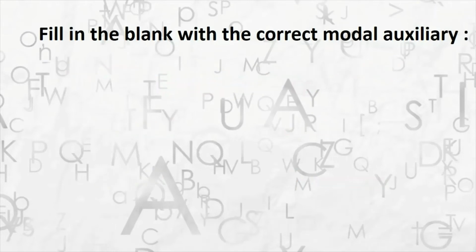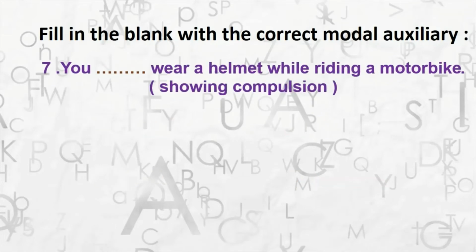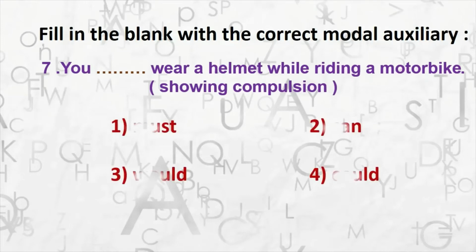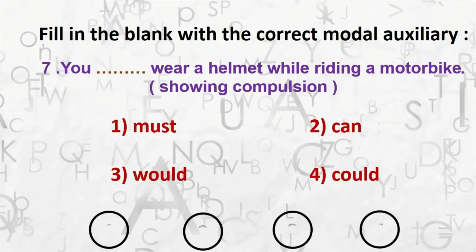Coming to the next example sentence. You dash wear a helmet while riding a motorbike. Compulsion. Now it is not advice, it is compulsion. So let's see what are the words which might go. You must wear a helmet while riding a motorbike. You can wear a helmet. You would wear a helmet. You could wear a helmet. So which one do you think is the right answer? It is compulsory. So which word will you use? The first option: you must wear a helmet while riding a motorbike.